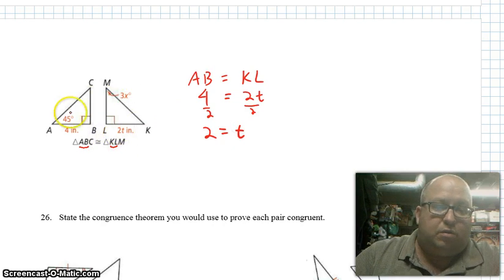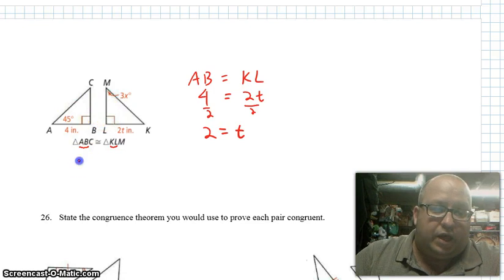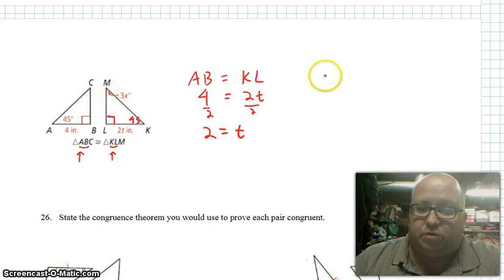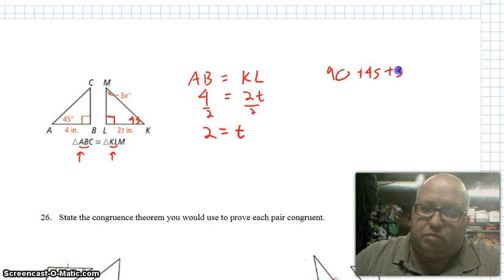But now, what are we going to do here? Well, angle A is congruent to angle K. It's a corresponding part. So 45 right there means this one will be 45 too. So this is 90 plus 45, and 3x should total to 180. 90 plus 45 plus 3x equals 180.